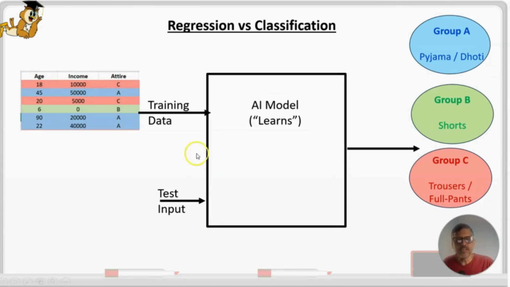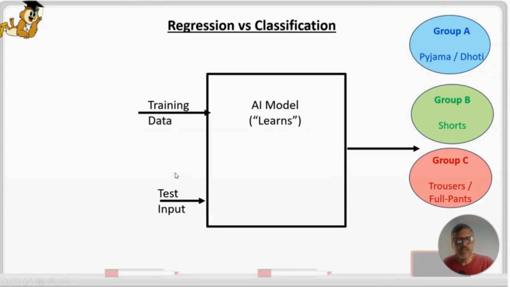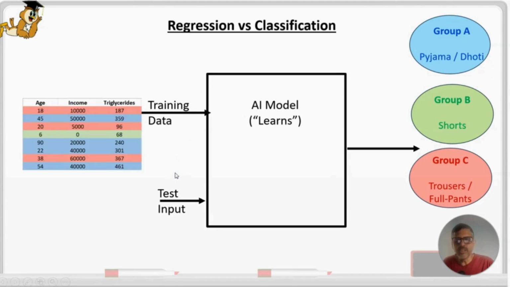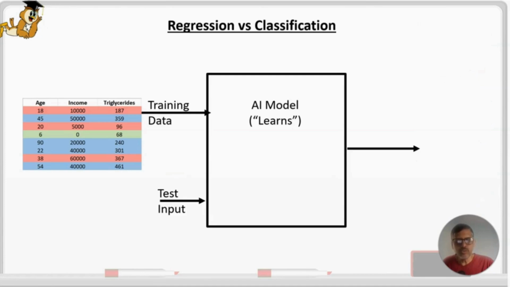What is regression? In regression, the data deals with actual values, not categories. So there are no categories. We are going to be dealing with numerical values.